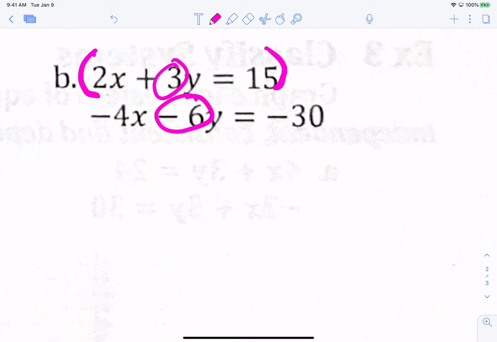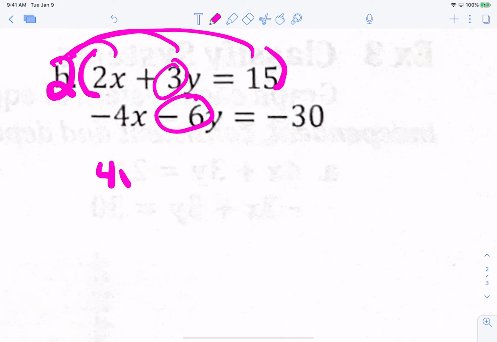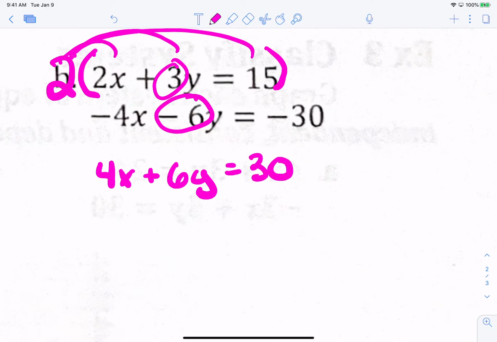I want one of them to be positive. So let's just take the top one times 2, because then that 3 will turn to a positive 6. So take them times 2. 2 times 2x is 4x. 2 times 3y is 6y. 2 times 15? 30. Okay, now on the bottom, I have negative 4x minus 6y is equal to negative 30.